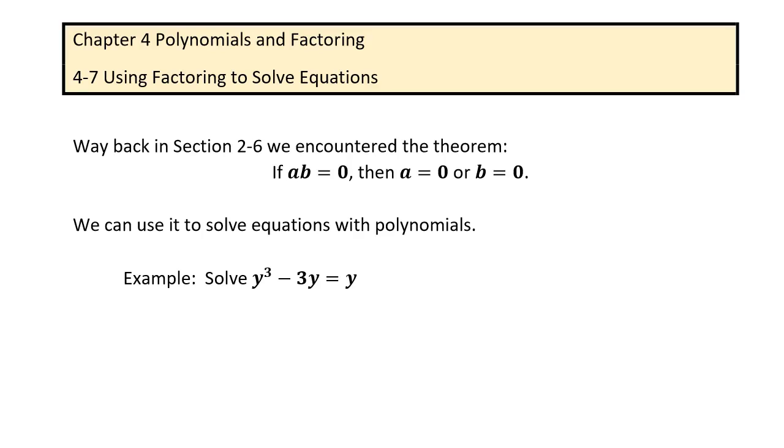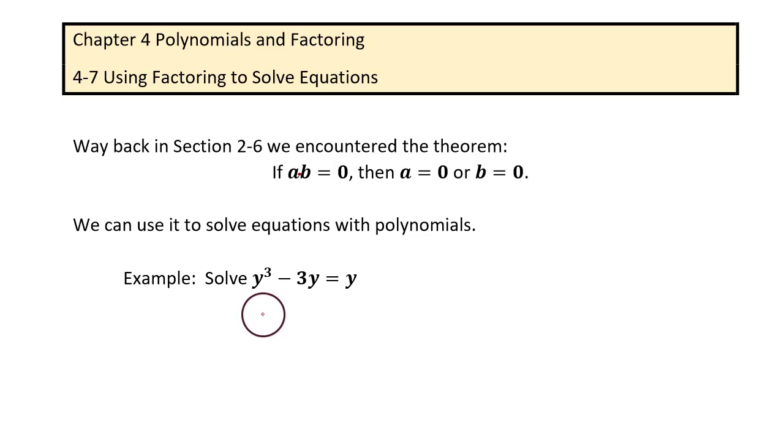This video is for section 4-7, using factoring to solve equations. Back in section 2-6, we saw the zero product theorem. If you multiply two factors together and the answer is 0, then you know that either of the factors is 0. We can use that theorem to solve equations that have polynomials, if we can factor them. So here is another application of factoring, a reason why you need to know how to factor algebra expressions.